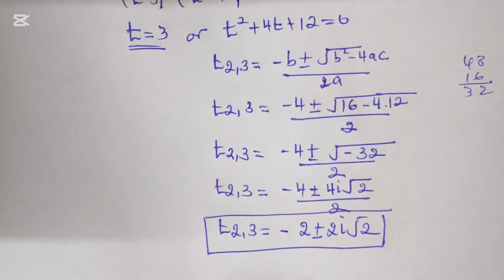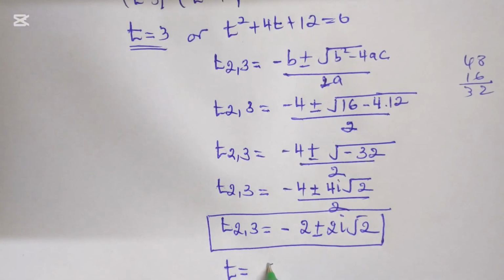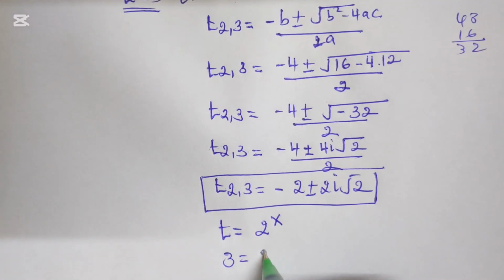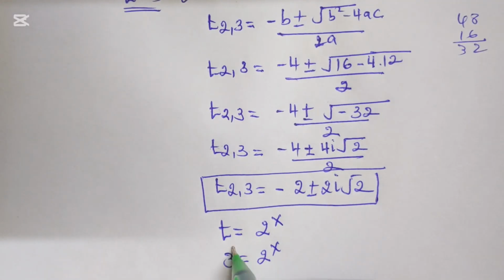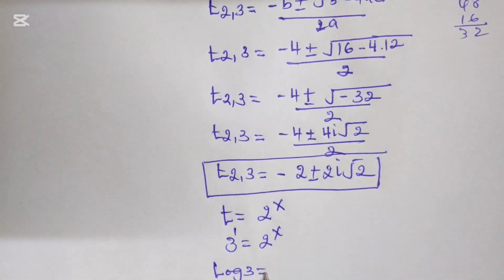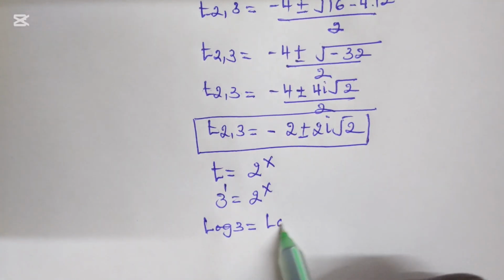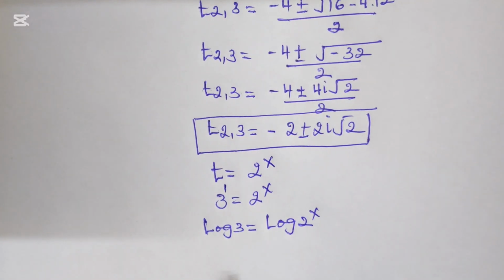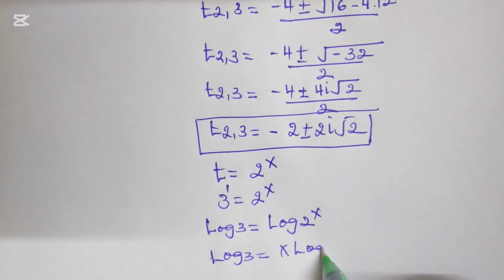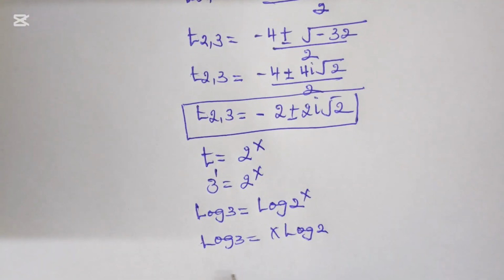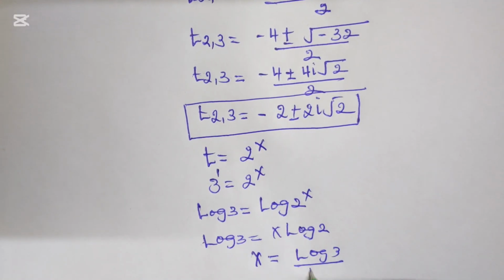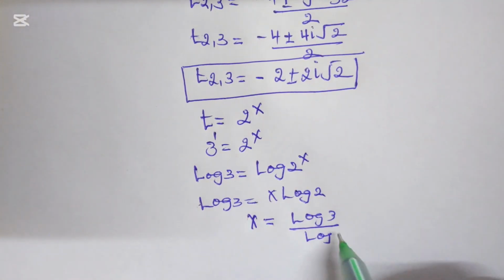To find x, we know that t equals 2 power x, so 3 equals 2 power x. By applying the logarithm, logarithm of 3 equals logarithm of 2 power x, whereas logarithm of 3 will be x times logarithm of 2. So x will be logarithm of 3 divided by logarithm of 2.